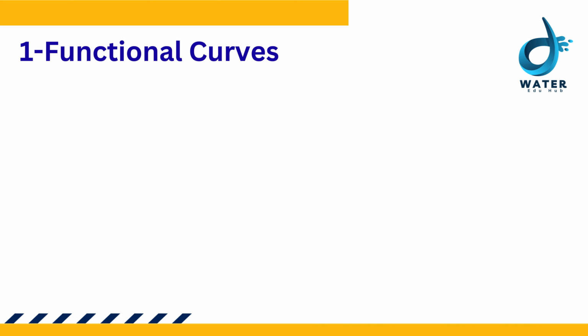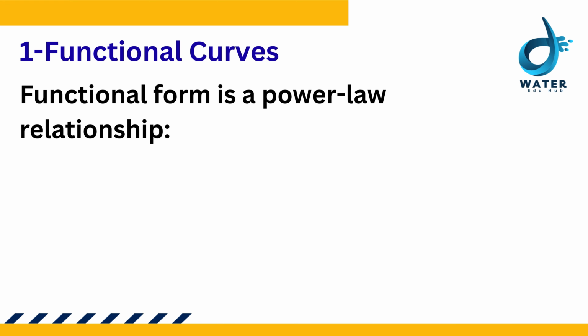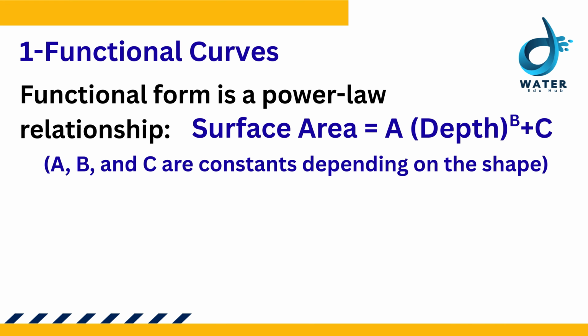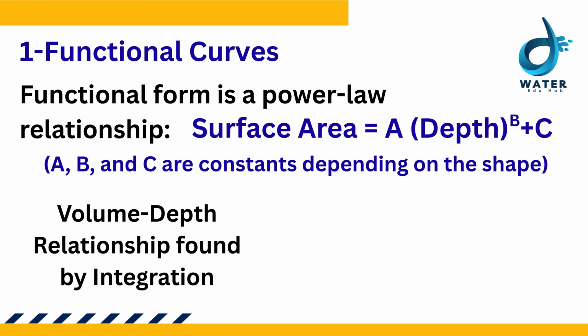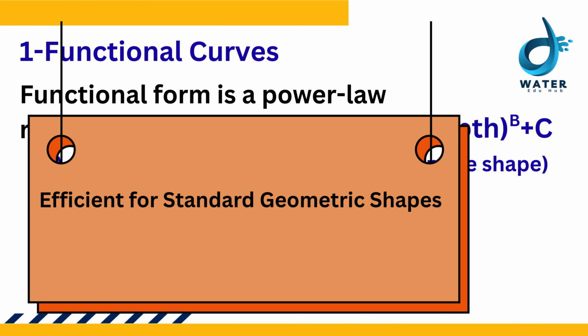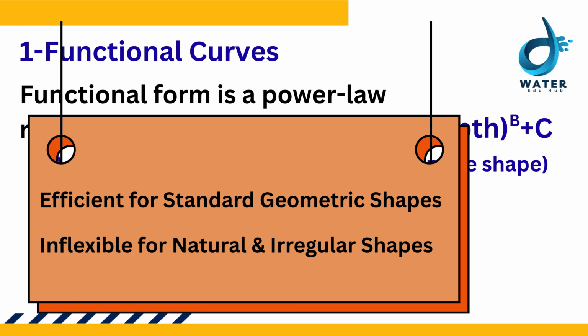The first option is the functional curve. The functional form is a power law equation defined like this. Integrating this equation yields the volume-depth relationship utilized by the engine. This is highly efficient for standard geometric shapes. However, it lacks flexibility for natural ponds or irregular topography.